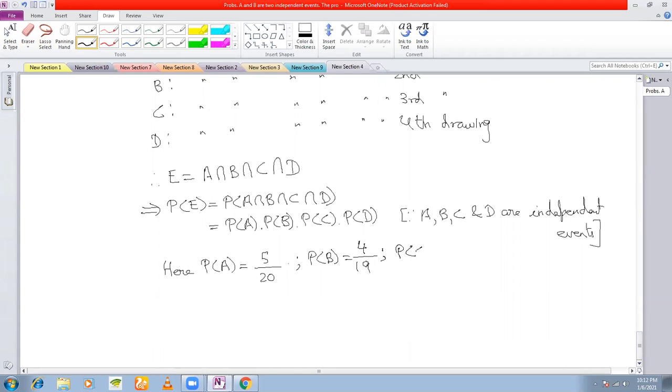What is the probability of the event C, a white ball in the third drawing? See, 4 white balls were left. Now again one white ball I've taken out, so only 3 white balls left. And how many balls left? 18 balls left.